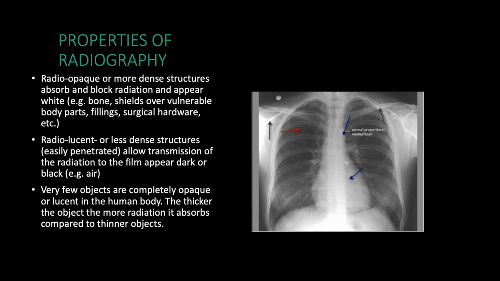We know that nothing is really completely radiolucent or fully opaque in most cases, unless it's a foreign object. So you'll see different shades of gray and black and white on these films, and this is what makes our image and allows us to examine the body through a radiograph.